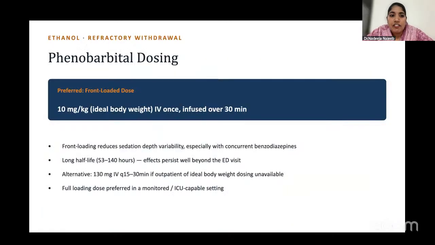As I told earlier, phenobarbital is also a GABA agonist, which has a very long half-life and will help you to attain the desired effect along with benzodiazepine. The loading dose is 10 milligram per kilogram, ideal body weight, IV, once, infused over 30 minutes. The patient would require a low threshold for airway protection and requires an ICU setting.